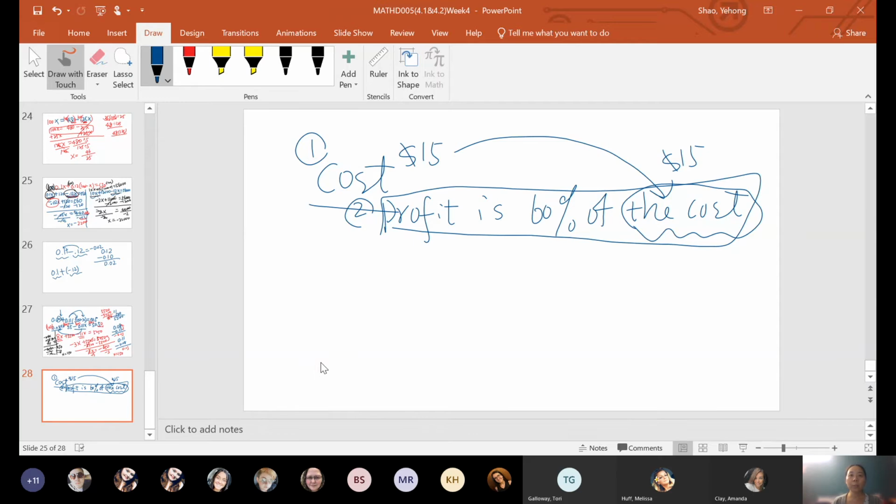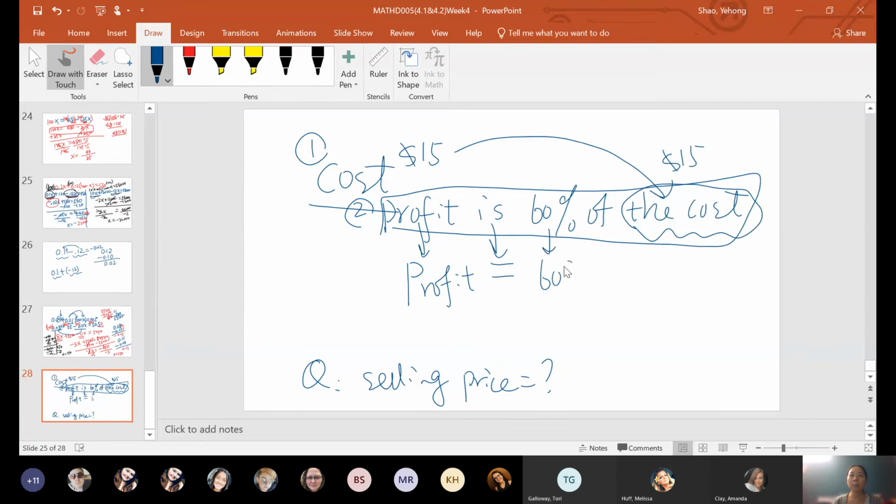Okay, the question is: selling price equals how much? So we are going to translate this sentence from words to symbols. Profit, I'm just going to write down profit, P, maybe. You can just write the word profit, is the equal sign. 60%, it's 60%. Of means multiplication. The cost, it's $15. So I plug everything in there.